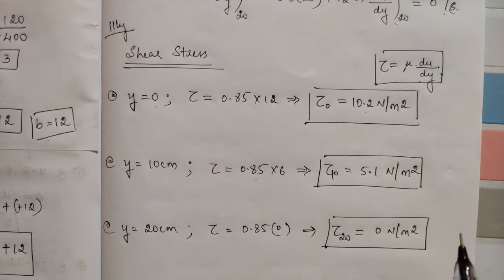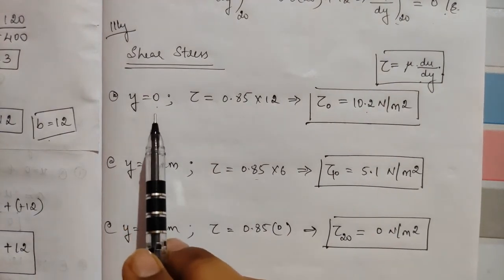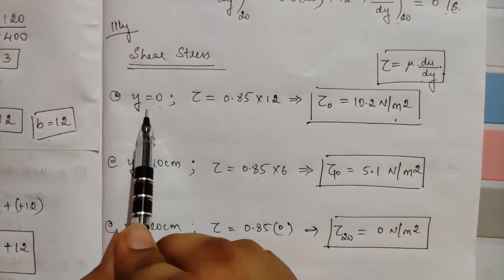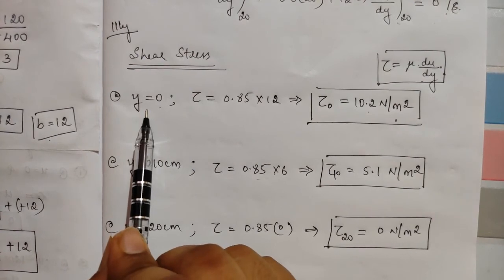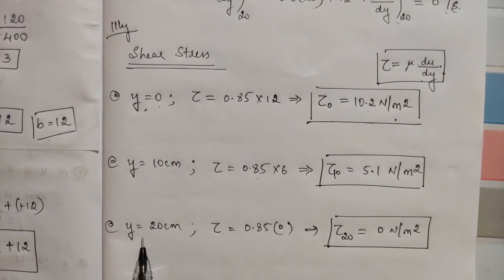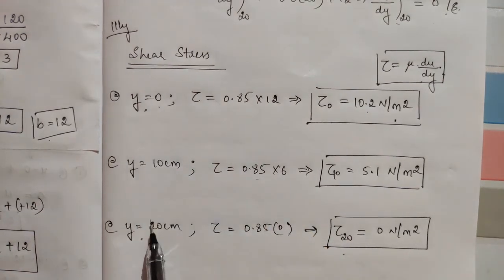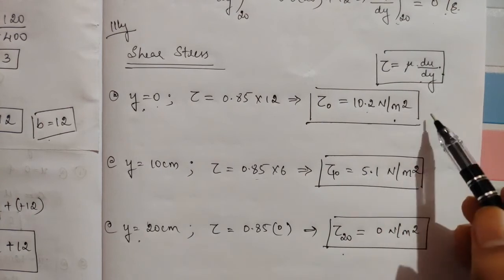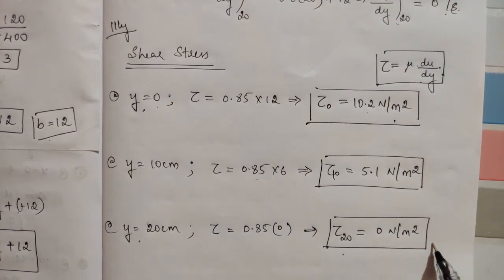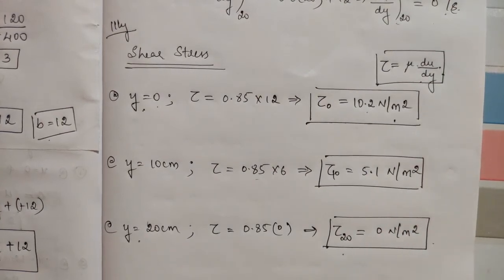Okay, so shear stress is maximum at y equal to 0. At y equal to 20 centimeter, the shear stress is 0 Newton per meter square. So as distance increased, here the shear stress decreased. Okay, keep it in mind.